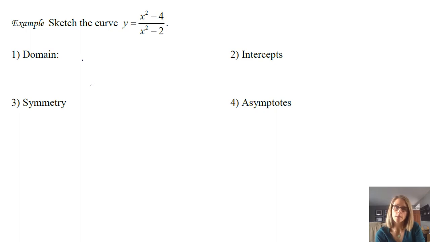So this is our second example of curve sketching. By looking at this function, y equals x squared minus 4 over x squared minus 2, we first want to recognize that this is a rational function. It's a polynomial divided by another polynomial. And there could be a domain issue.